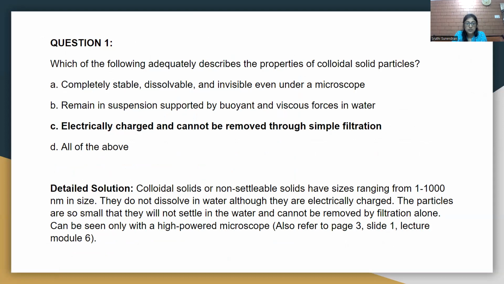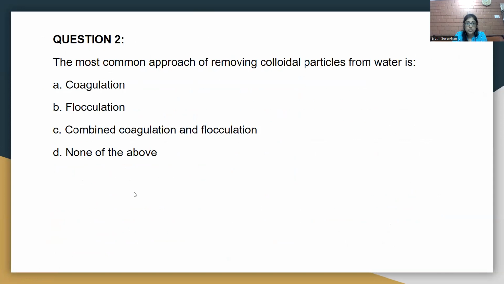So moving on to the second question. The most common approach of removing colloidal particles from water is?